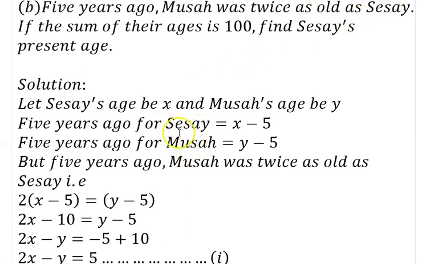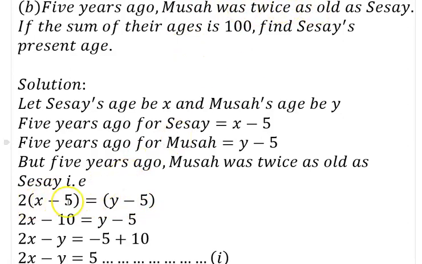Now the question says 5 years ago Musa was twice as old as Sese. Don't forget we say for Sese it is X minus 5. We are now being told that Musa was twice as old as what? As Sese. And Sese is what? X minus 5. So it is twice as old. So we now have twice as old, that is 2 into X minus 5. That is what the question actually says. And don't forget, Musa is actually Y minus 5. It is twice as old. That means if you multiply 2 to the age of Sese, that's when you will get Musa's age. That's why Musa was twice as old.